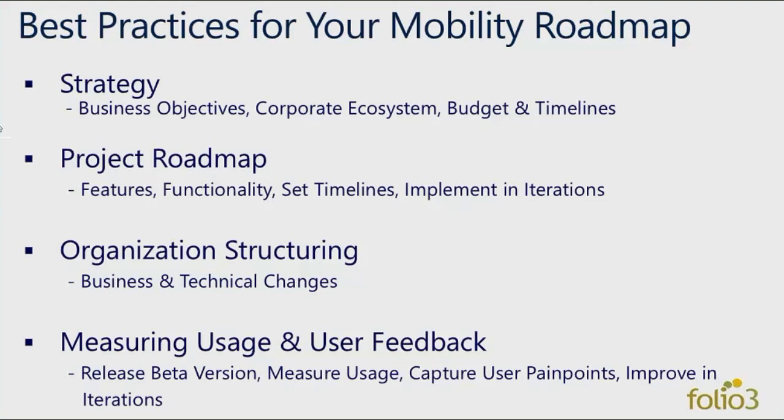After that, you should measure your usage and user feedback. Like you can release beta versions, and then you can measure your usage out of that. It's an ongoing cycle where you should capture user pain points, you should capture the enhancements users are asking for, and improve in the next iterations. That's how your mobile product should evolve.